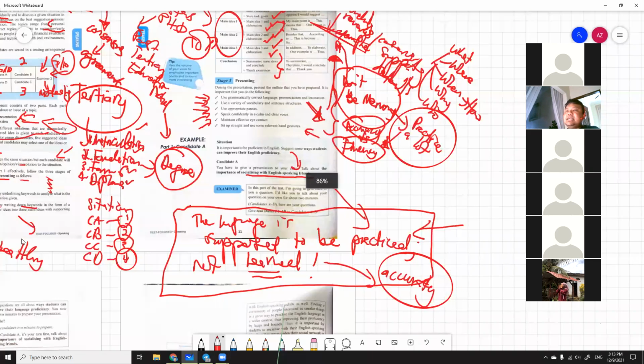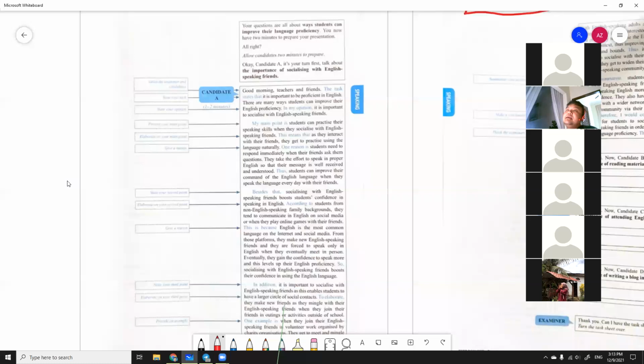So this is actually the sample of a 2-minute presentation. Okay, this one is not that clear, but I will be giving you the notes in the form of a PDF file later on. So what you are going to do is, your questions are all about ways students can improve their language proficiency. So this is the sample of answers.